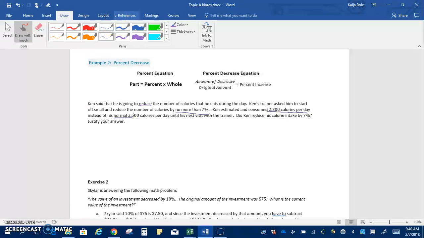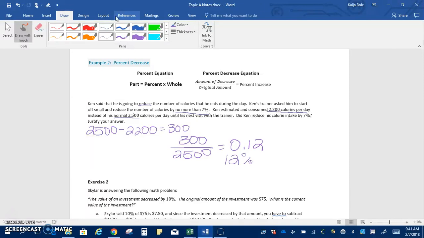So, the thing with this question is, if we were to set it up, we know our original is 2,500. They didn't give us the change, so we're going to have to calculate it, but it's a pretty simple calculation. We take that original 2,500 minus what he had been eating, which was 2,200. So that change would then be 300. That's what goes on top here. When you divide those, you get 0.12. So that means this would be a 12%, and it's a decrease. So to answer the question, we would say no, because he reduced his calorie intake by 12%.